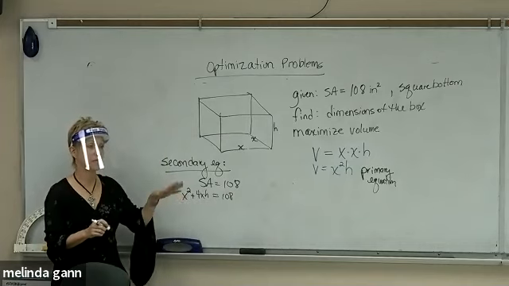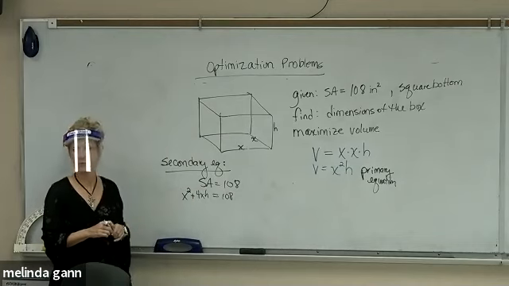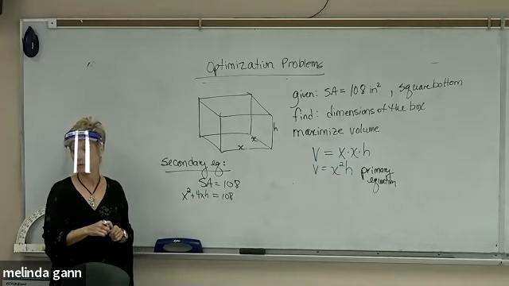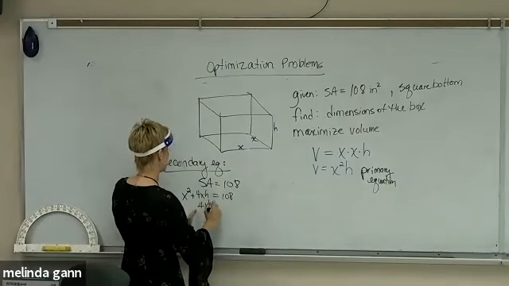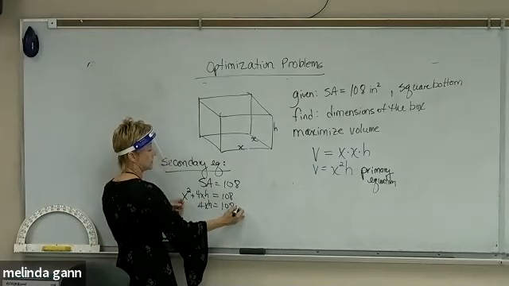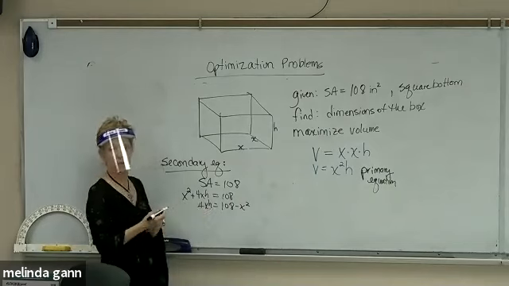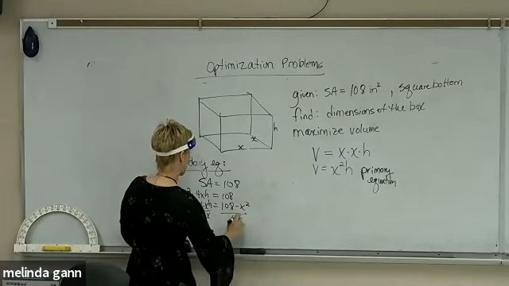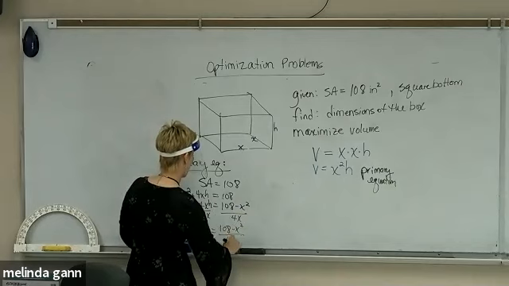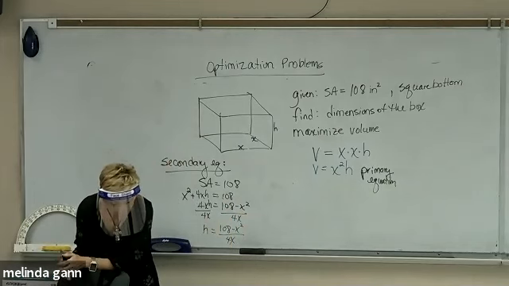Now, sometimes it doesn't matter, sometimes it does matter. Is it going to be easier to solve for x or h? h. Because I've got an x squared and an x. All right, so 4xh would be 108 minus x squared, do we agree? So how would I solve for h? What would I have to divide both sides by? 4x. So h is 108 minus x squared over 4x. Do we agree on that? We agree?